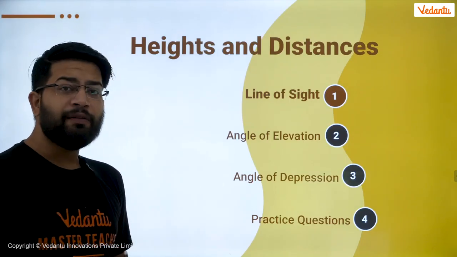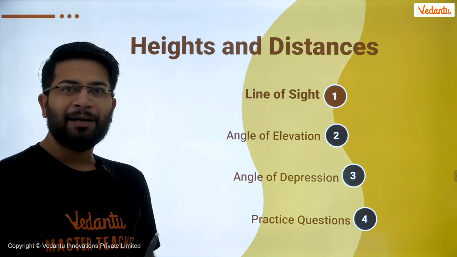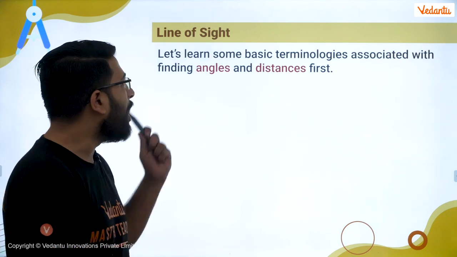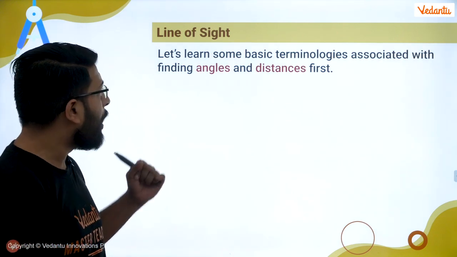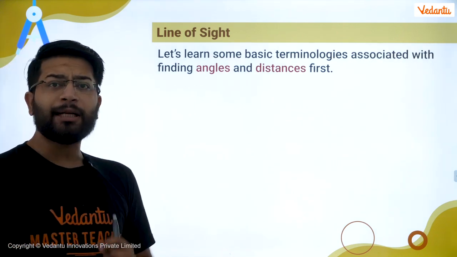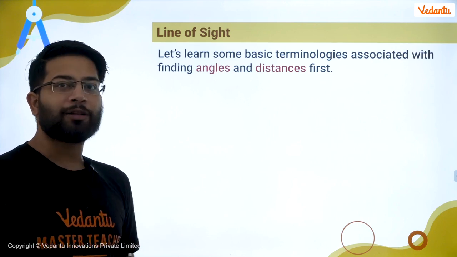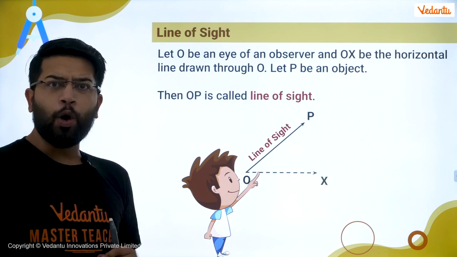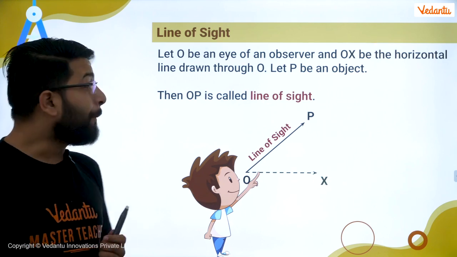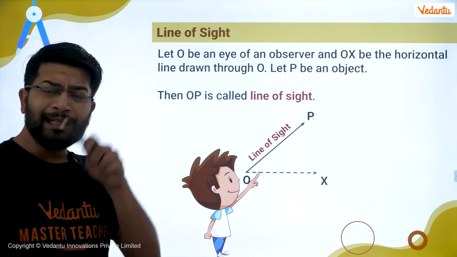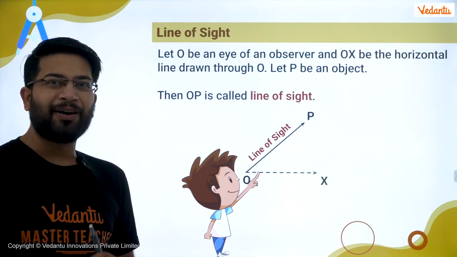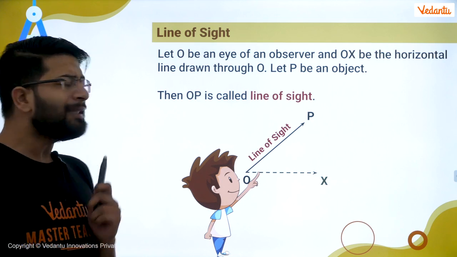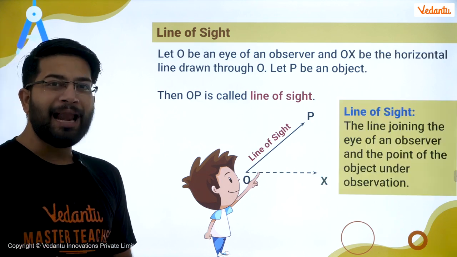So in today's class, we will be talking about the line of sight, the angle of elevation and depression. So let us start with the line of sight. So champ, first of all, we have to understand the basic terminology in order to solve the height and distance questions. Let's say the point O is the eye of an observer and point P is an object. The line joining the eye of an observer and the object is known as the line of sight, which in this case is OP.